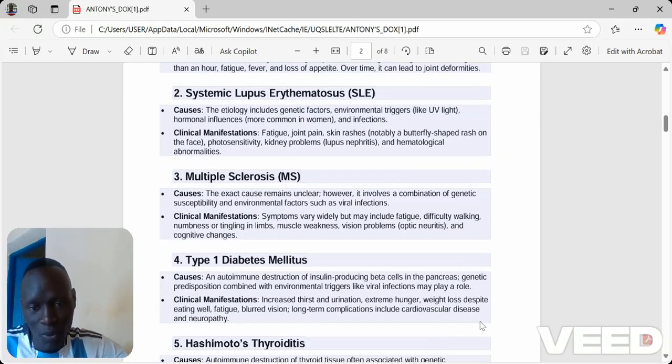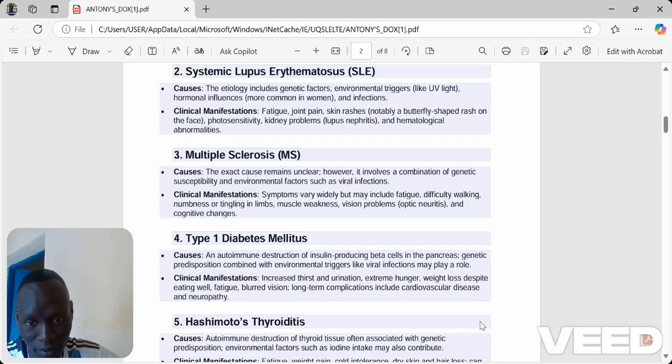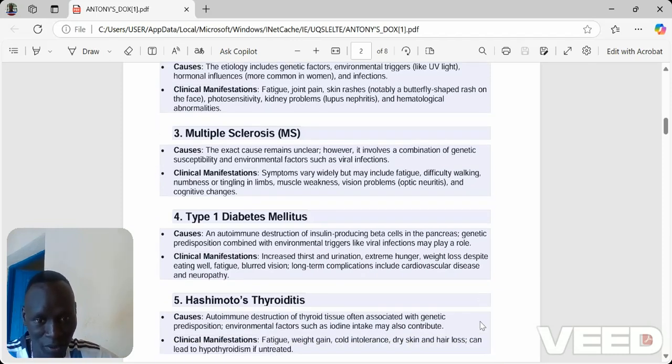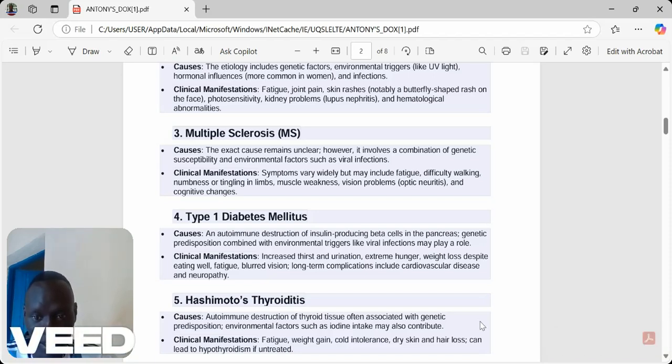We go also with type 1 diabetes mellitus. We all know type 1 diabetes mellitus is an autoimmune destruction of insulin-producing beta cells in the pancreas. Genetic predisposition combined with environmental triggers like viral infection may play a role. The clinical manifestation is increased thirst, urination, extreme hunger, that is polyphagia, weight loss despite eating well, fatigue, blurred vision. Long-term complications include cardiovascular disease and neuropathy.